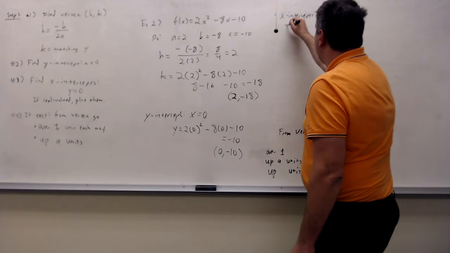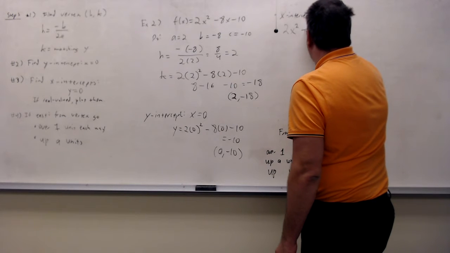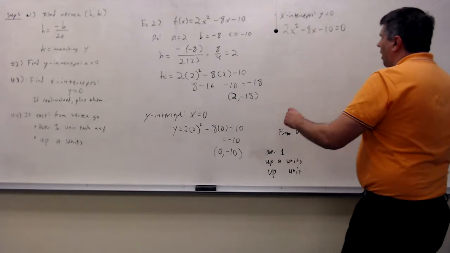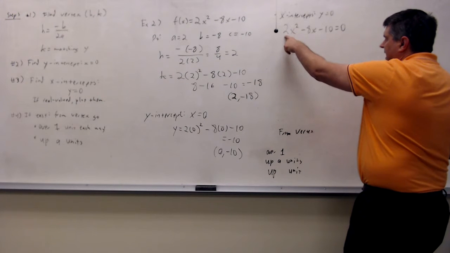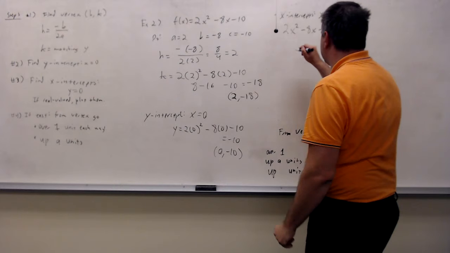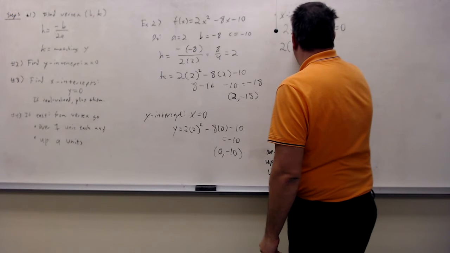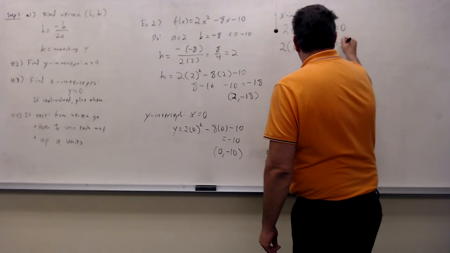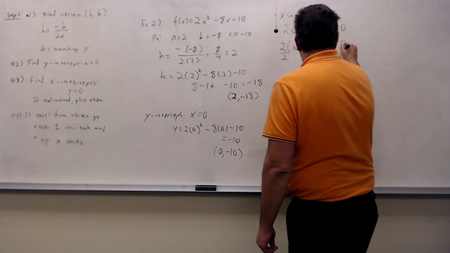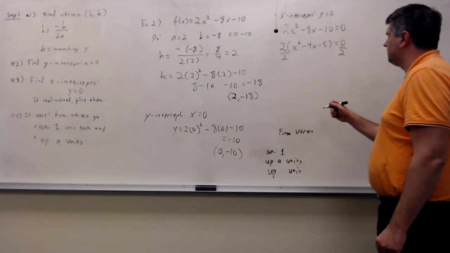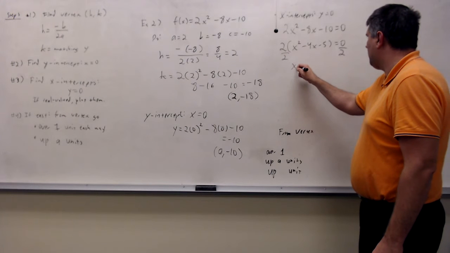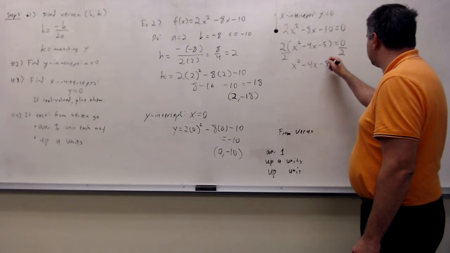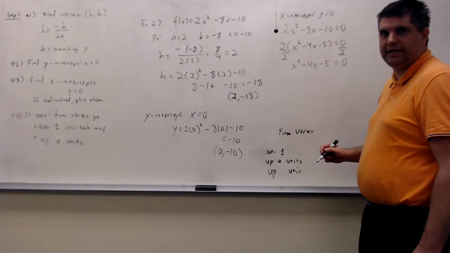So 2x squared minus 8x minus 10 is 0. I'm going to factor that 2 out of all 3 terms. So x squared minus 4x minus 5 is 0, and then I will divide it off. So I end up with x squared minus 4x minus 5 still equals 0.